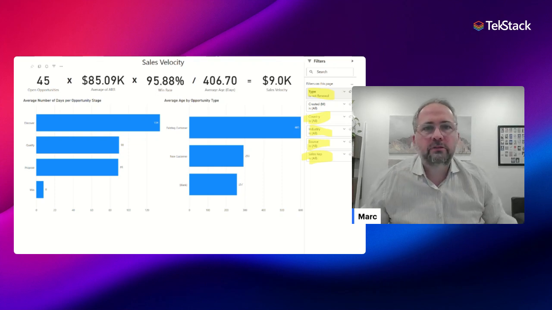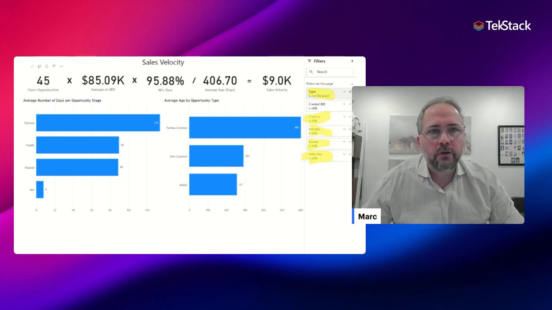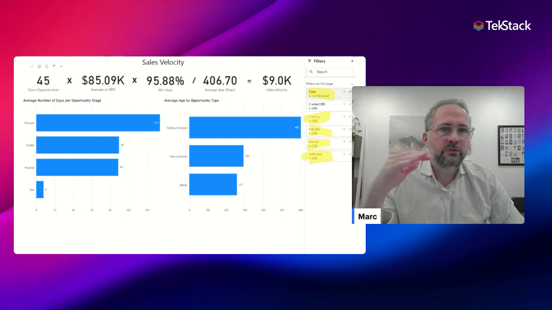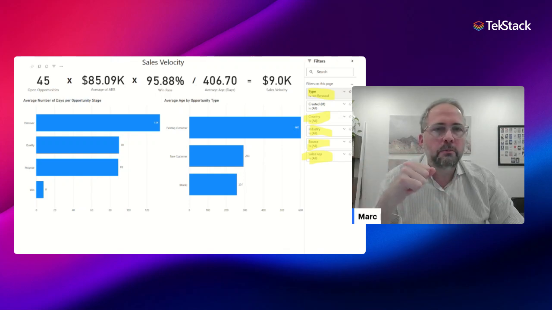Okay, so here's an example of a sales velocity dashboard. This happens to be in our product, Tech Stack. Basically, it's spitting out a sales velocity number. Ideally, you'd be able to calculate sales velocity for new logo versus existing customer. Ideally, you can separate it by country, by rep, by product, by source.